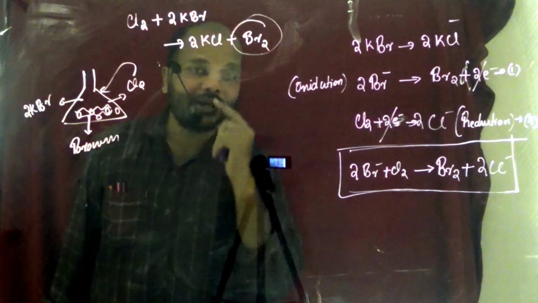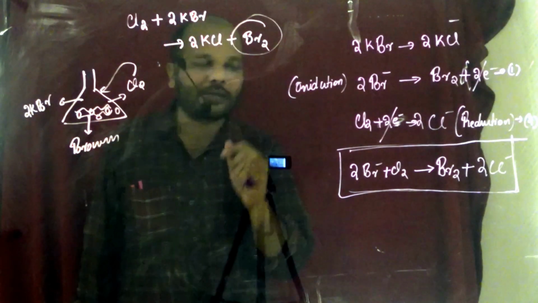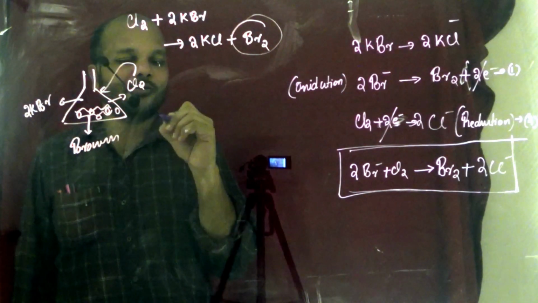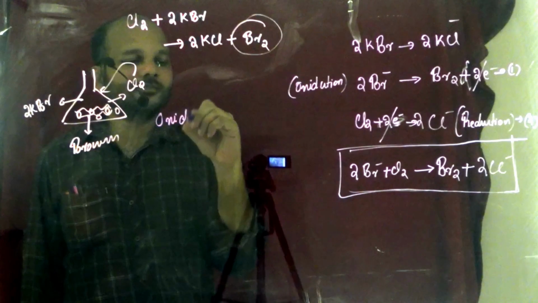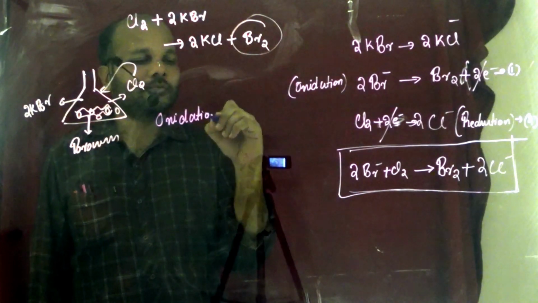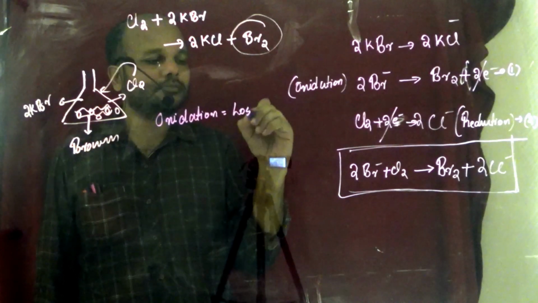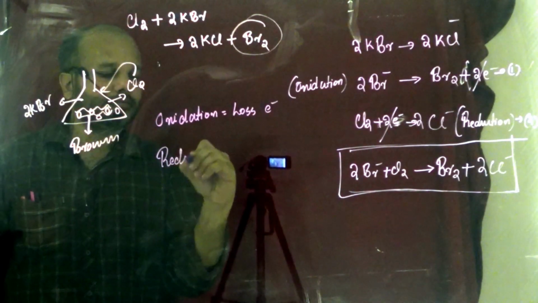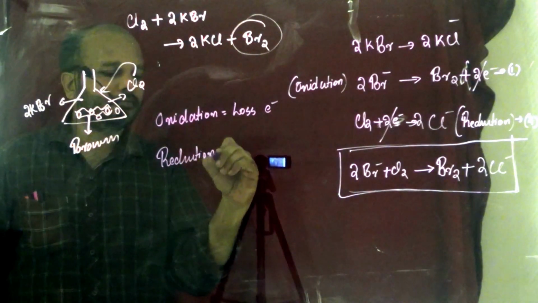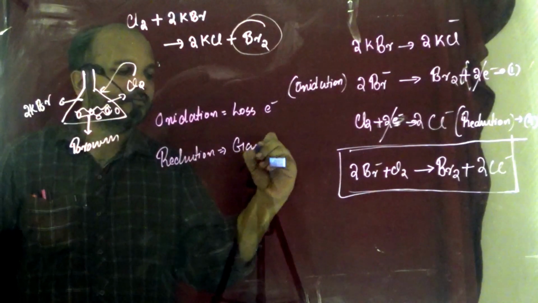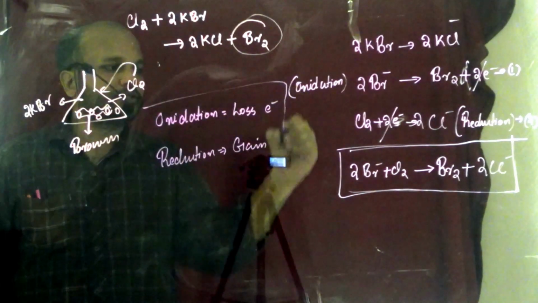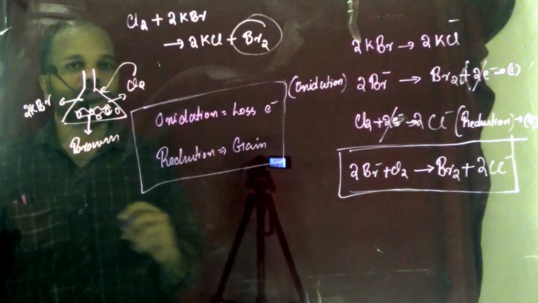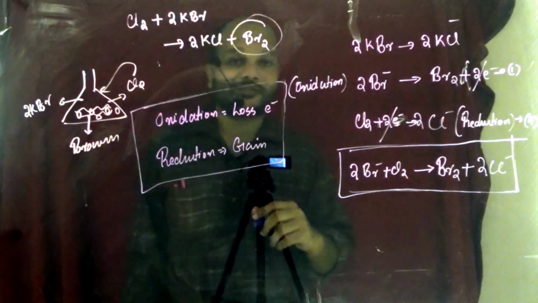In this segment, please remember the core concept: oxidation is loss, reduction is gain. Oxidation is a loss of electrons and reduction is a gain of electrons. So this is what you need to know.